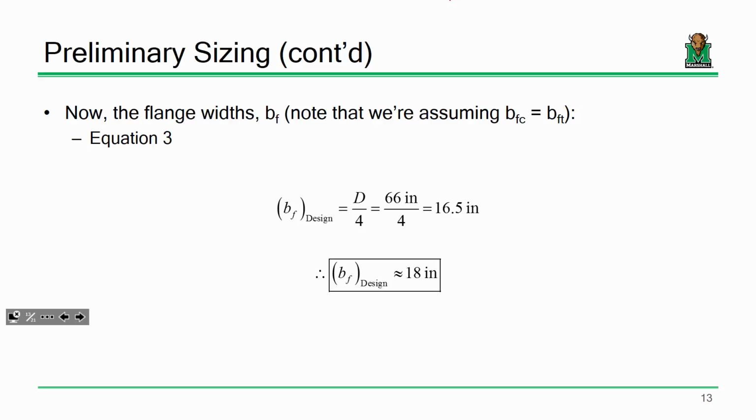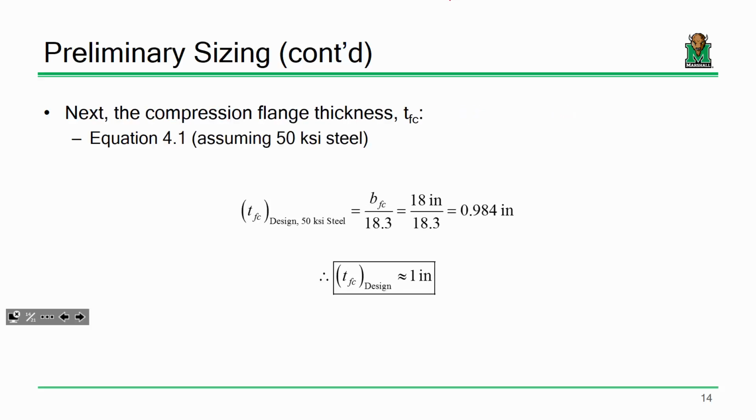What I like to do with flange widths is round them to the nearest 2-inch increments, like 14 inches, 16 inches, 18 inches, 20 inches. That's just typically what I do. So I'm going to round that up and say 18. And you'll notice with a lot of these dimensions, I'm rounding up, not down, because I find it's a little easier to take a stocky girder that's a little too strong and trim it down.